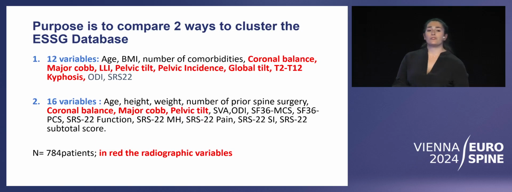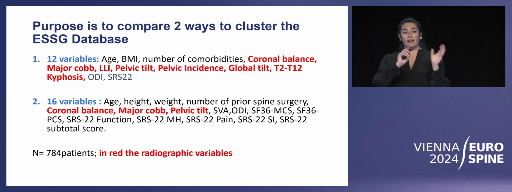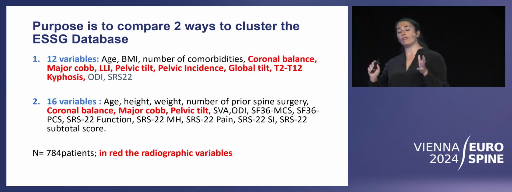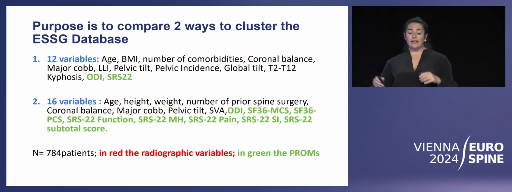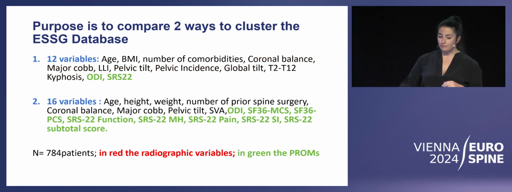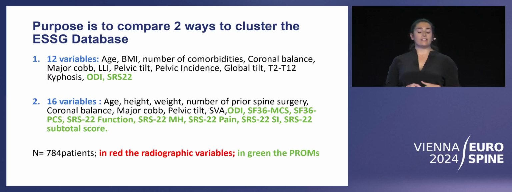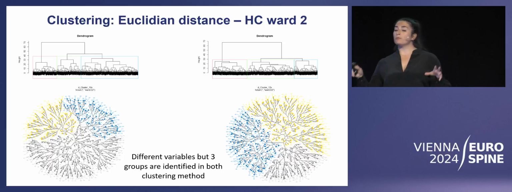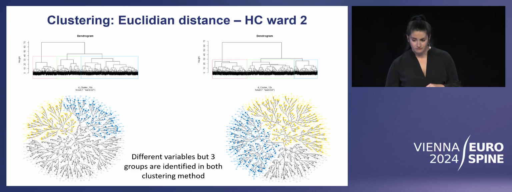So what we did was to take the same patient group and cluster it with two clustering methods, one based on 12 variables and more heavy on the radiographic parameters, and the second one 16 variables, but more heavy on the clinical data. We had data from 784 patients, and this is what we saw. So in both cases, we obtained 3 clusters. That was the same in both analyses.